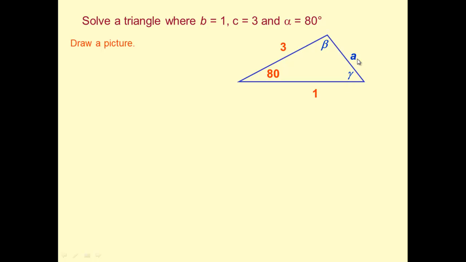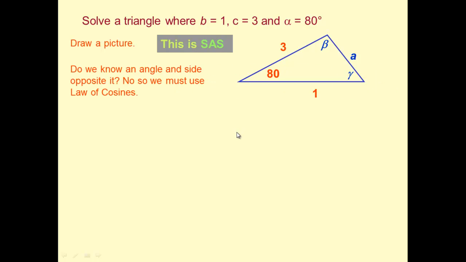Little a then would be opposite angle alpha. Here's angle beta with little b opposite that of 1. Here's angle gamma with 3 opposite of that. There's your c. And looking at this, you can recognize hopefully right away that this is the case of side angle side. And therefore, I must use the law of cosines because I do not have an angle and a side opposite that. So when I'm doing this with side angle side, the first thing I'm going to find is the side opposite the angle that's given.